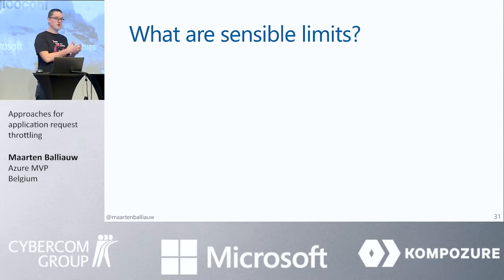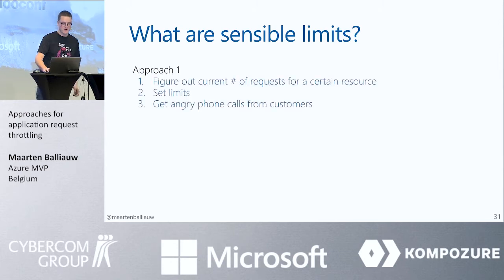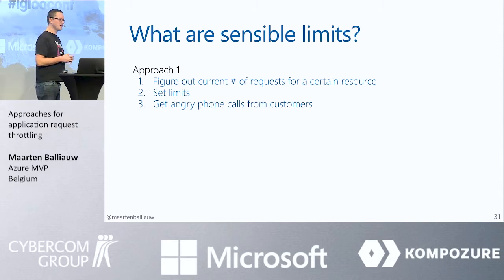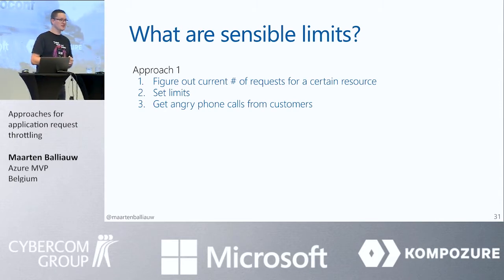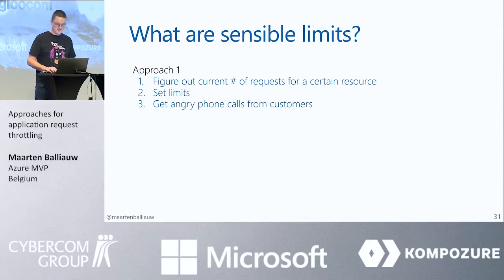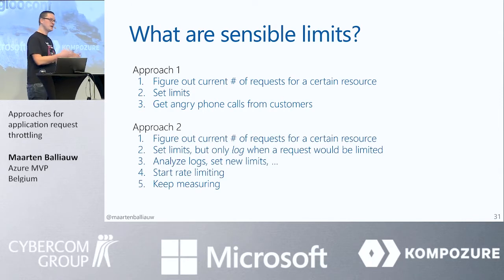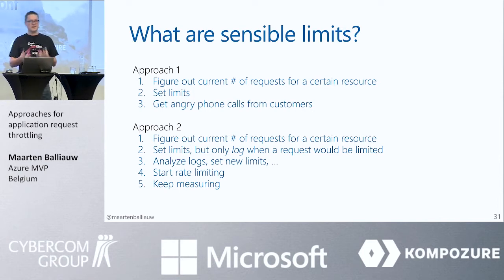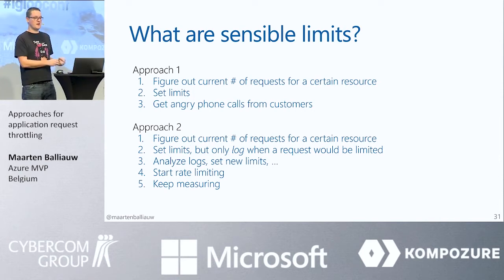Then which limits do we impose on the application that we are building? Well, there's a couple of approaches to start this. One approach that we considered but didn't really apply was just figuring out the current number of requests on average on every weekday, just impose the limit and see whether support tickets come in. That's a way of introducing rate limiting, but I don't think it's the best way.